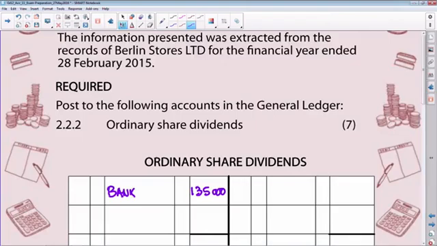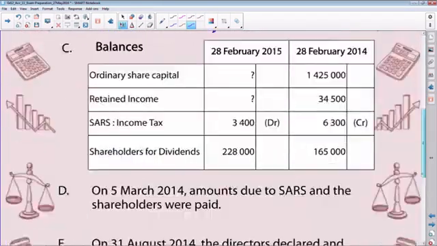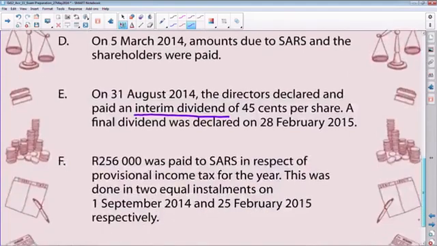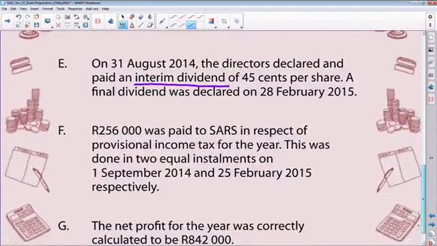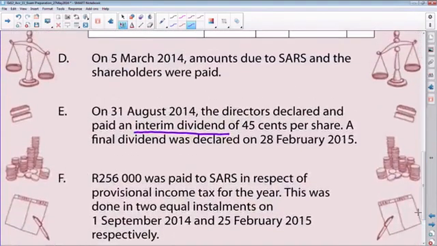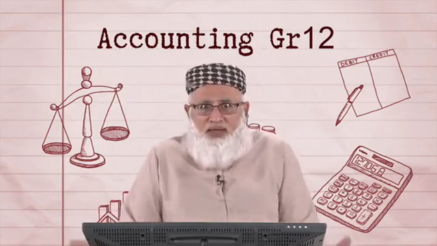Okay, then, what's this here? You are told that with regards to dividends, a final dividend was declared on the 28th of February 2015. They're telling you that. But where's the information for it? Do we go into panic mode? No, guys. Don't fear. When Ashraf is near, watch this out.